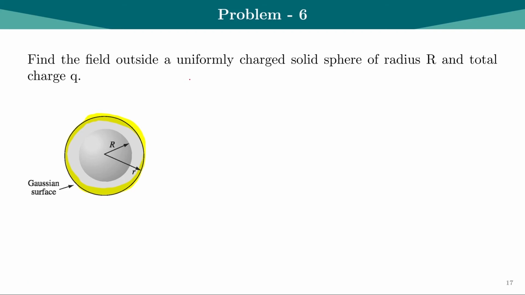Then according to Gauss's law, we have the surface integral of E dot dA equal to 1 over epsilon 0 times Q enclosed. In this case, we are given that the enclosed charge is Q, and therefore this equation becomes Q over epsilon 0. An important point with regard to this surface is that E and dA point outward.